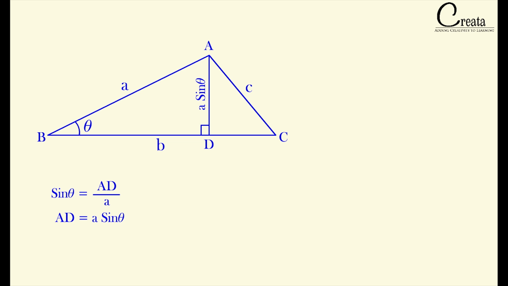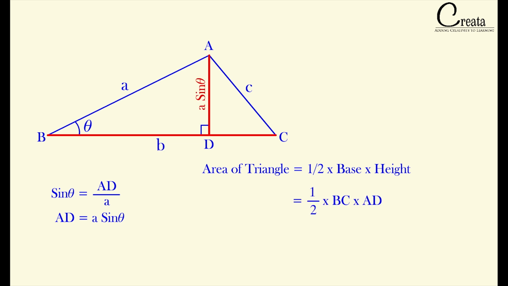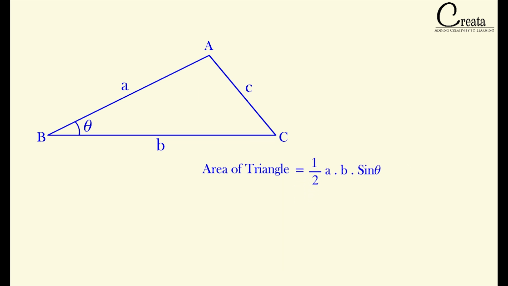Let's find the area of the triangle, which we know is equal to half into base into height. If we consider BC, that is the side B, as the base for this triangle, then we got AD as the height of this triangle, that we have already calculated as A sine theta. Let's put the value. We got area of the triangle is equal to half into A into B into sine theta. This is the formula of area of the triangle, which includes the two sides and the included angle. Okay, got it. Here A and B are these two sides and theta is the included angle, that is the angle between both of these sides.